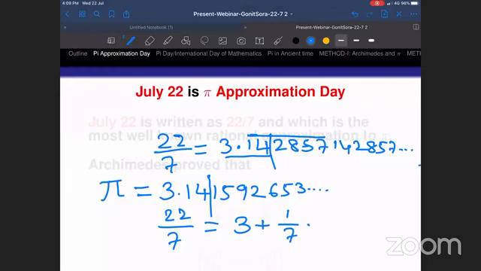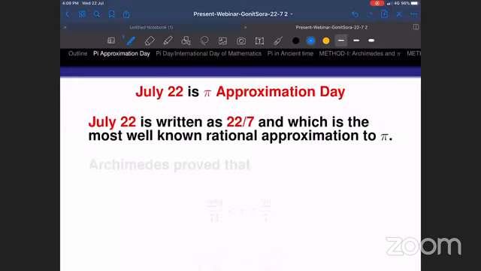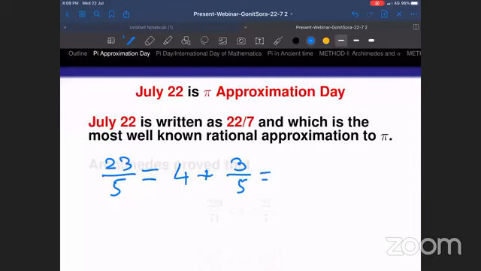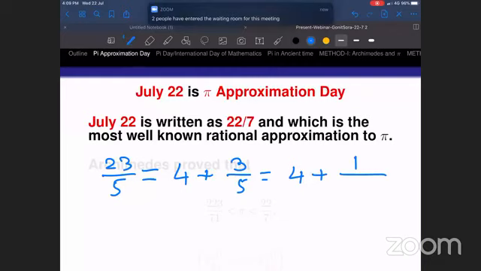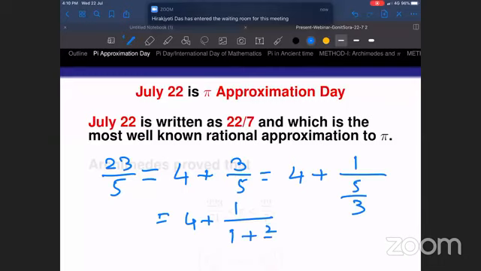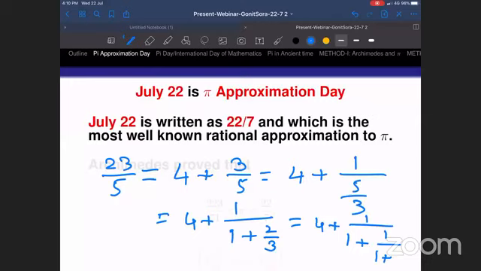On the other hand, let me explain here. Let us take, say, 23 by 5. How can I write this? I can write this as 4 plus 3 by 5. This 3 by 5 is another fraction, and I will continue. I can write it as 1 over 5 by 3, so 4 plus 1 over 1 plus 2 by 3. This fraction again continues: 1 plus 1 over 3 by 2, and 3 by 2 I can write as 1 plus 1 by 2. So you see that 23 by 5 can be written as a continued fraction.